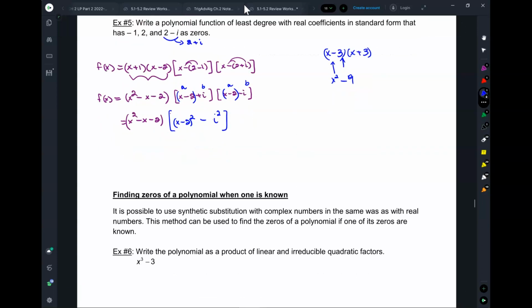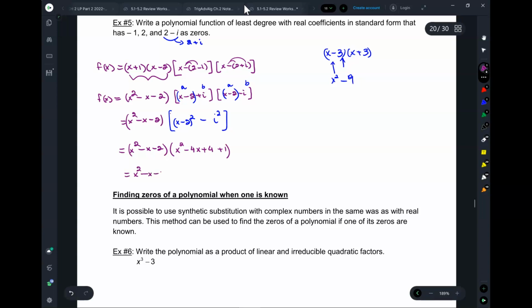Is i squared negative 1? Yep. So this is going to be x squared minus x minus 2. And then here you're going to get x squared minus 4x plus 4. Do you guys remember the shortcut I taught you for this? And then here, plus 1 for the i. And then you have to distribute this further. Okay? So it's (x squared minus x minus 2)(x squared minus 4x plus 5). This is f of x.